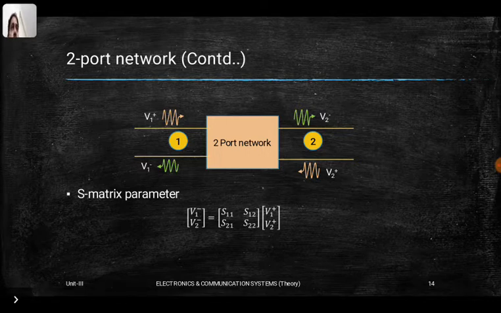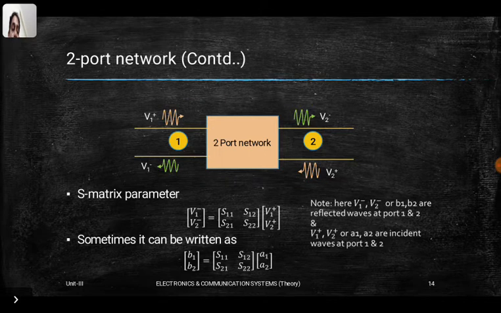I just want to tell you from a practical perspective: if we buy any device, in the data sheet they normally give the S matrix values. From that I can find out, for example, the voltage or power at the different ports of the device. I think it should be clear.